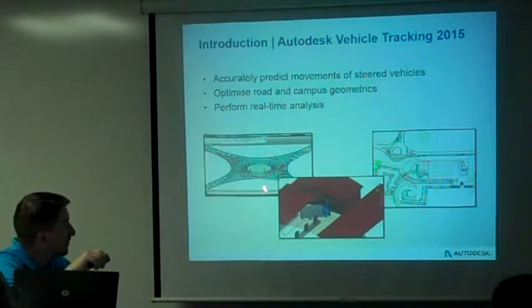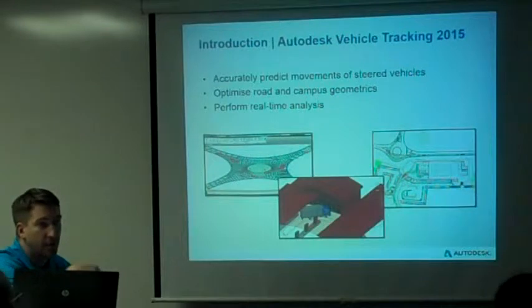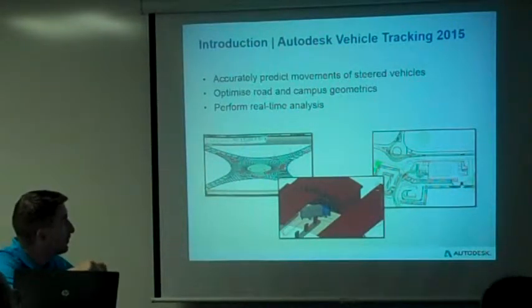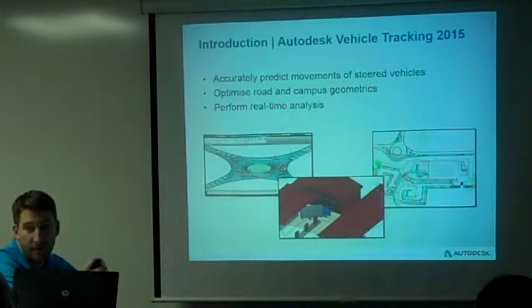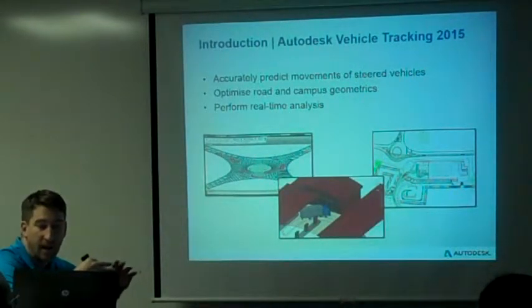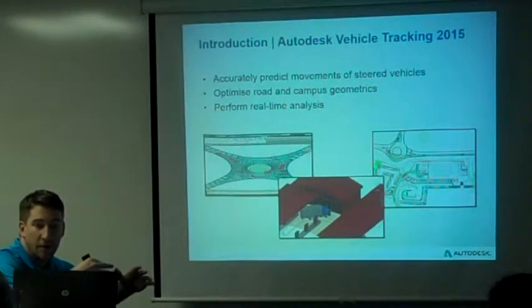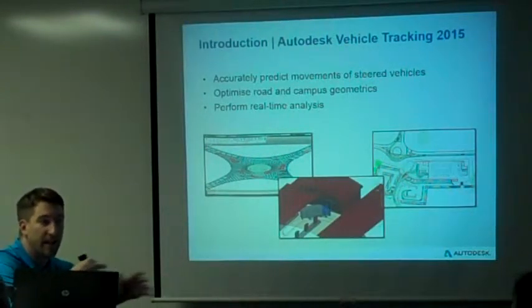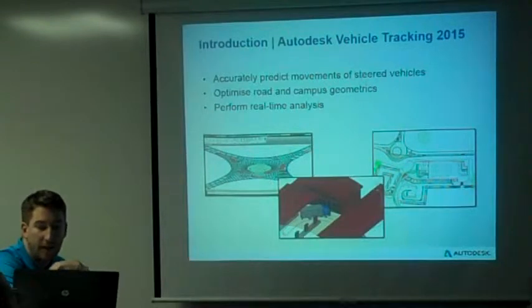You can do the same concept for, again, a site scenario. If you're on a campus, if you're trying to access some fleet to the back of a building, you can also do the same thing in a roundabout scenario. So again, do I have the proper clearances? Can I design this dynamic geometry and then optimize it and edit it and make changes to it, that kind of thing.